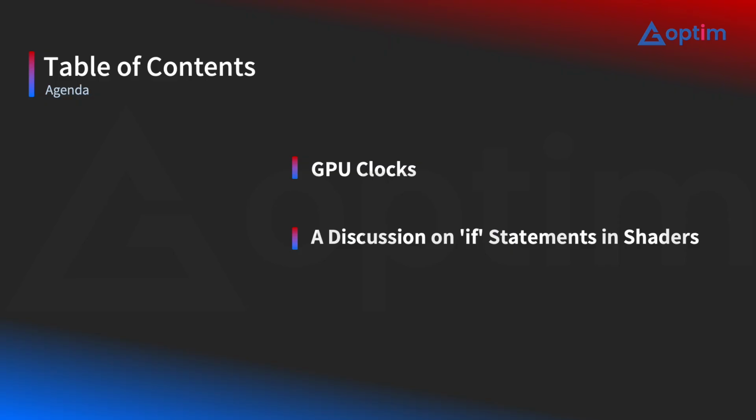The talk is mainly divided into two parts. First, how we use a very important metric called GPU clocks to help us locate GPU bottlenecks. Second, a question we are often asked: when writing shaders, should we use if statements? Or more generally, is it acceptable to use multiple if conditions in shader code? We'll start with the first part.